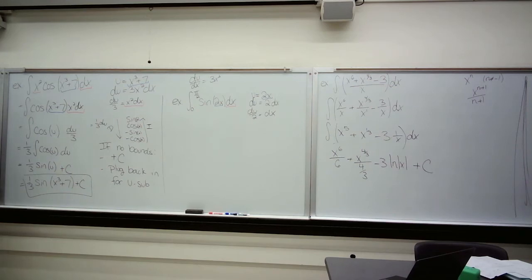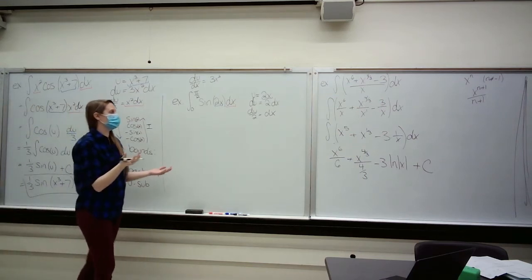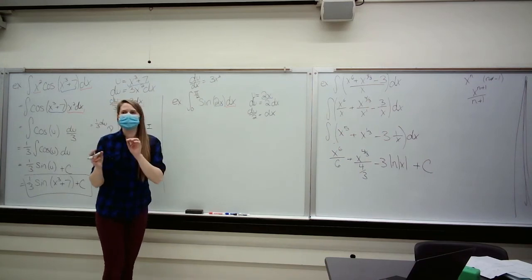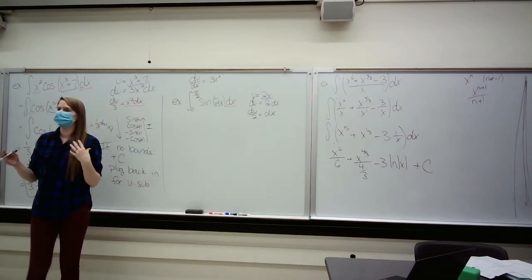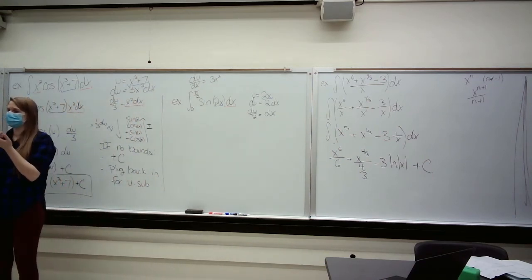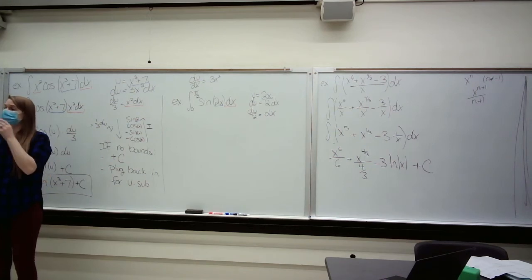I have bounds, and I've just done a u sub. So what do I need to do still? So we need to find the integral. Yeah, but what do I need to do before I can even do that integral? There's one other step. Paige? Find the new bounds. Yeah. Okay.